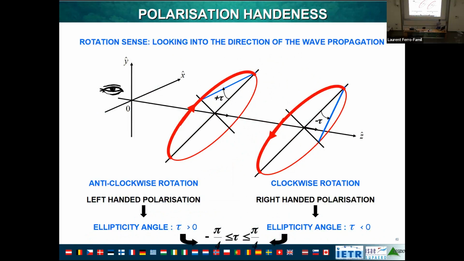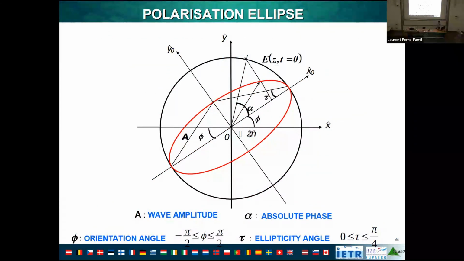So you put yourself at a given position, and we say that as time goes, the electric field rotates and describes the polarization ellipse. And of course, when you rotate, you can rotate one way or the other. And these two polarization states can be orthogonal. So it's very important to know which way the field rotates.